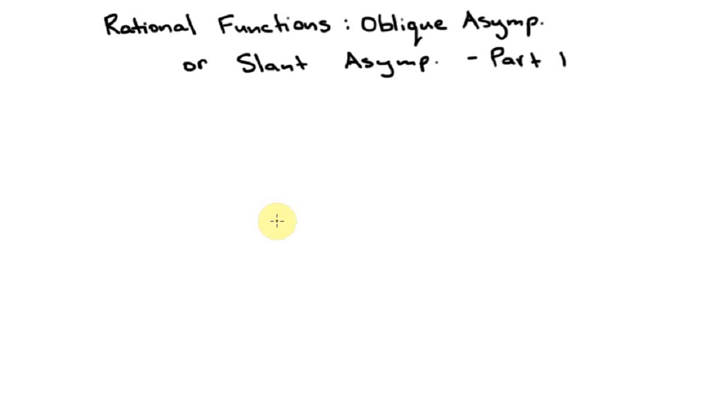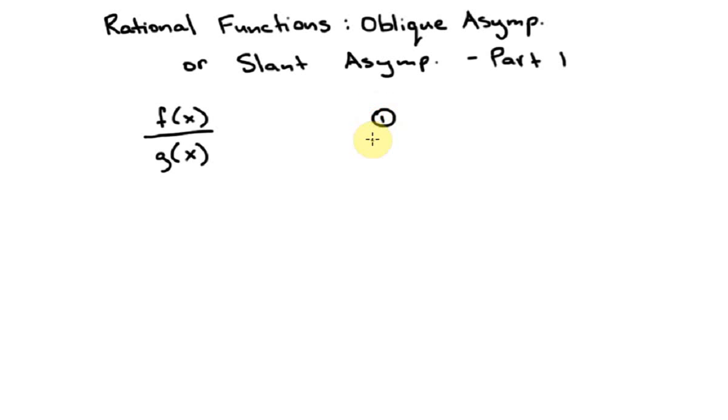So how do we spot when we have these? Let me just tell you exactly how you spot them. Remember, we're dealing with rational functions. So there's a polynomial on the top and a polynomial on the bottom. And each polynomial has a degree, right?